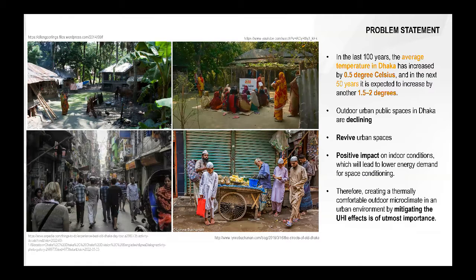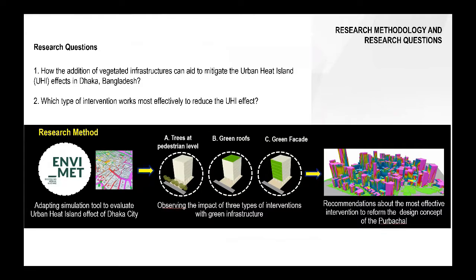So the problem statement is: over the last 100 years, Dhaka has observed an average air temperature increase, and in the next 50 years, it is expected to increase by 1.5 to 2 degrees, and then we will lose all the urban activities that we have now. So it is highly needed to mitigate the impact to revive the urban spaces. And the research question is how the vegetated infrastructure can aid to mitigate the urban heat island effect and which type of intervention will be the most effective one.